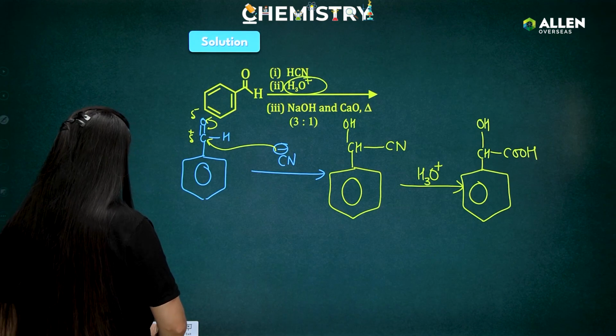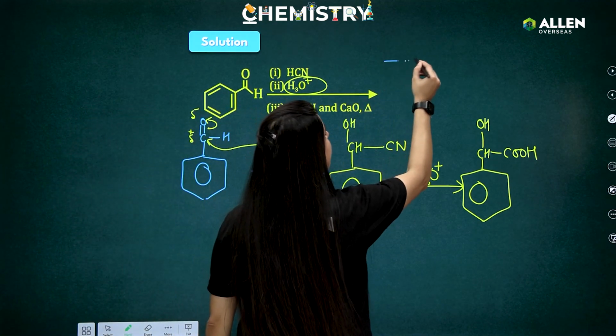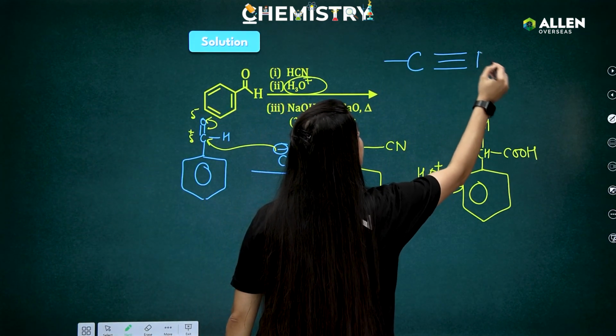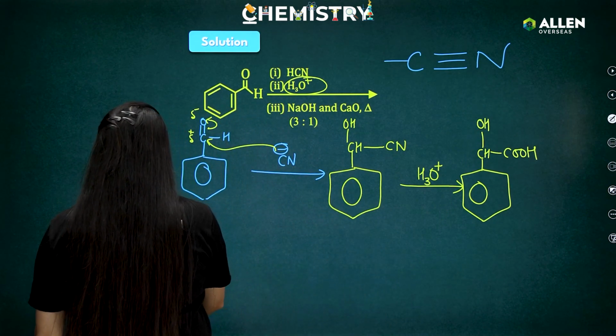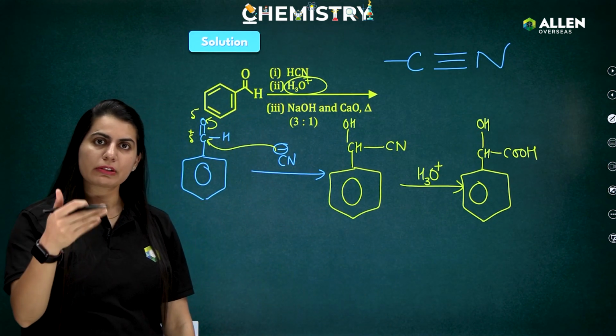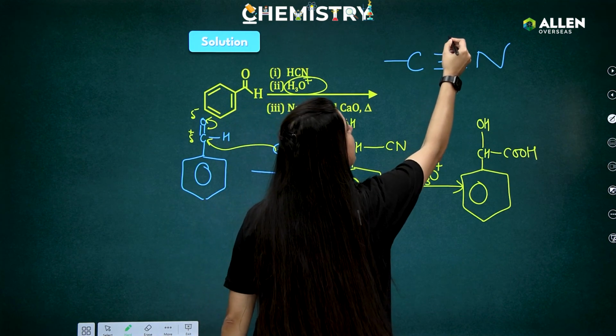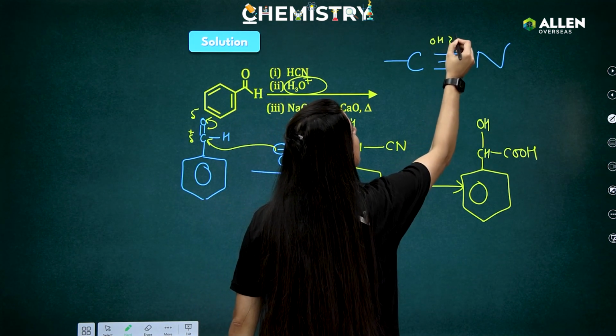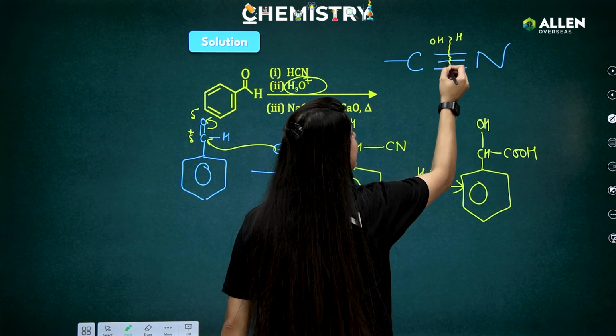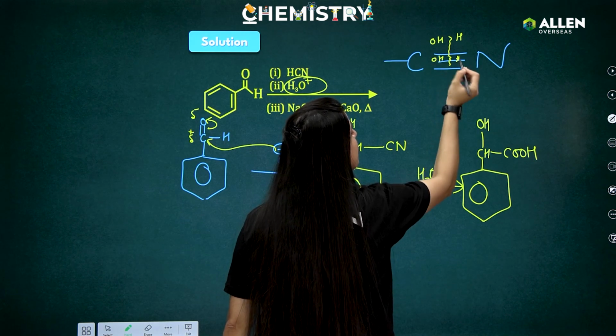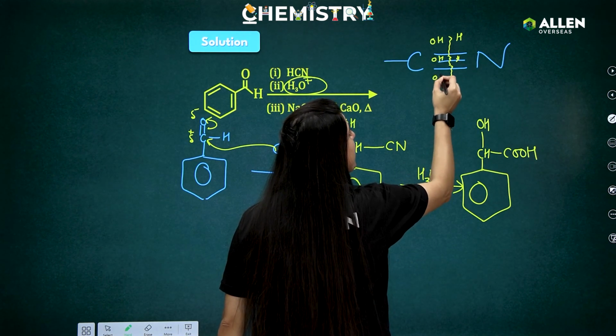A simple way to remember this step: whenever we have this cyanide, just remember that you are providing water 3 times. So when I break this bond, I am giving OH, H. I am breaking this bond, I am giving OH, H. I am breaking this bond, OH, H.